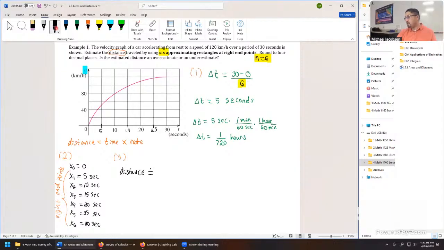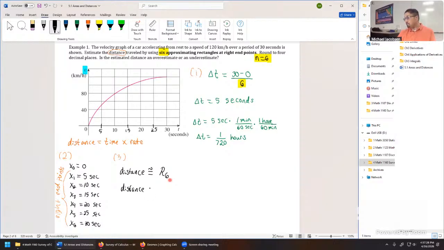Distance is going to be approximately equal to, first let's add a little bit of notation. When it says 6 approximating rectangles using right endpoints, and the formulas at the end of these notes, we're going to call that R6. R because it's right endpoints, 6 because we're using 6 approximating rectangles. Then we throw in the formula.